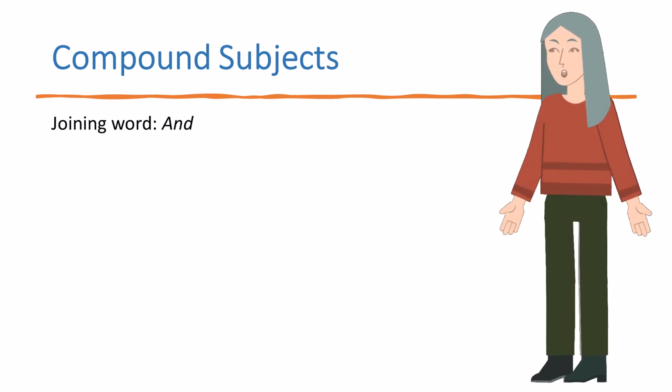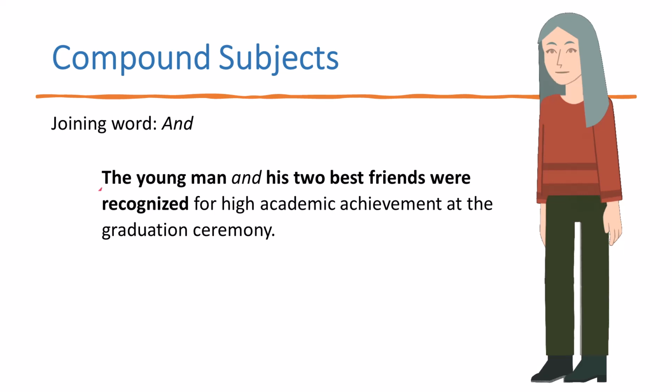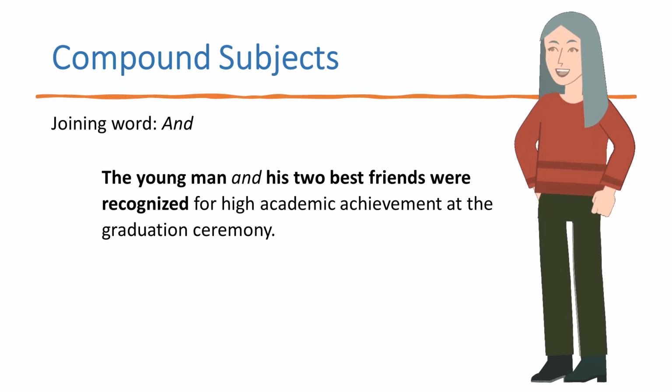Let's consider the joining word and. More than one subject joined by and takes a plural verb. In this example, all 3 friends were recognized for high achievement at the graduation ceremony. It's nice when friends can share their success together.